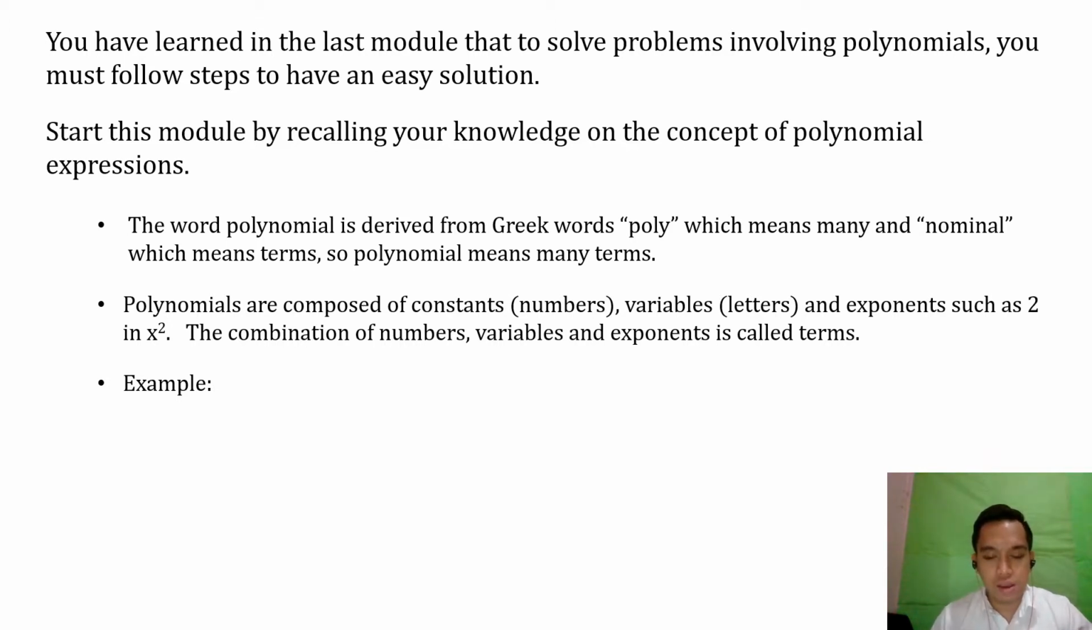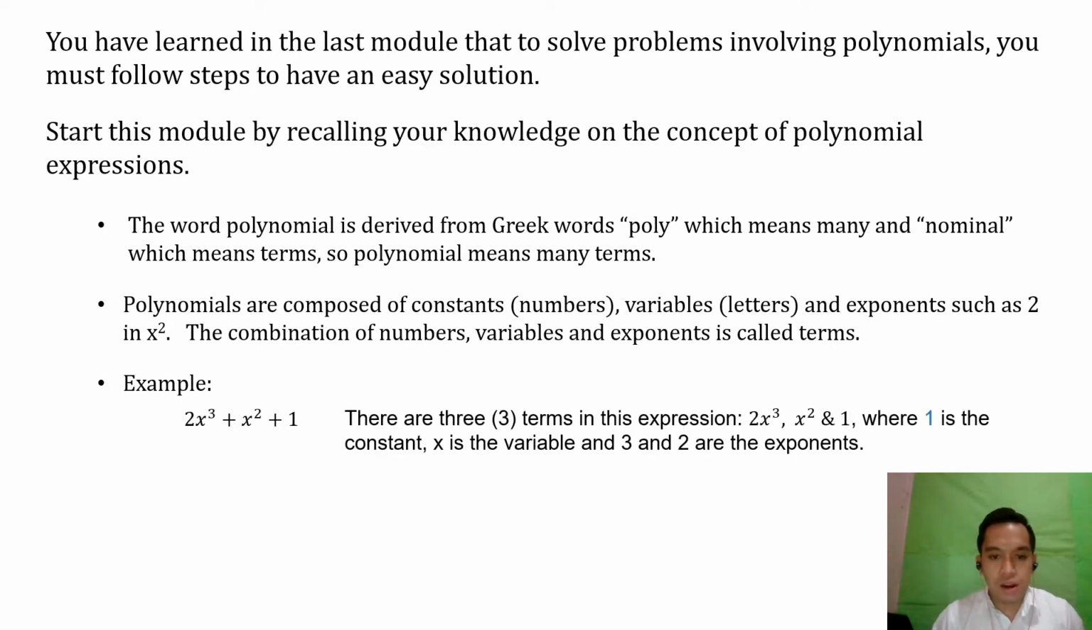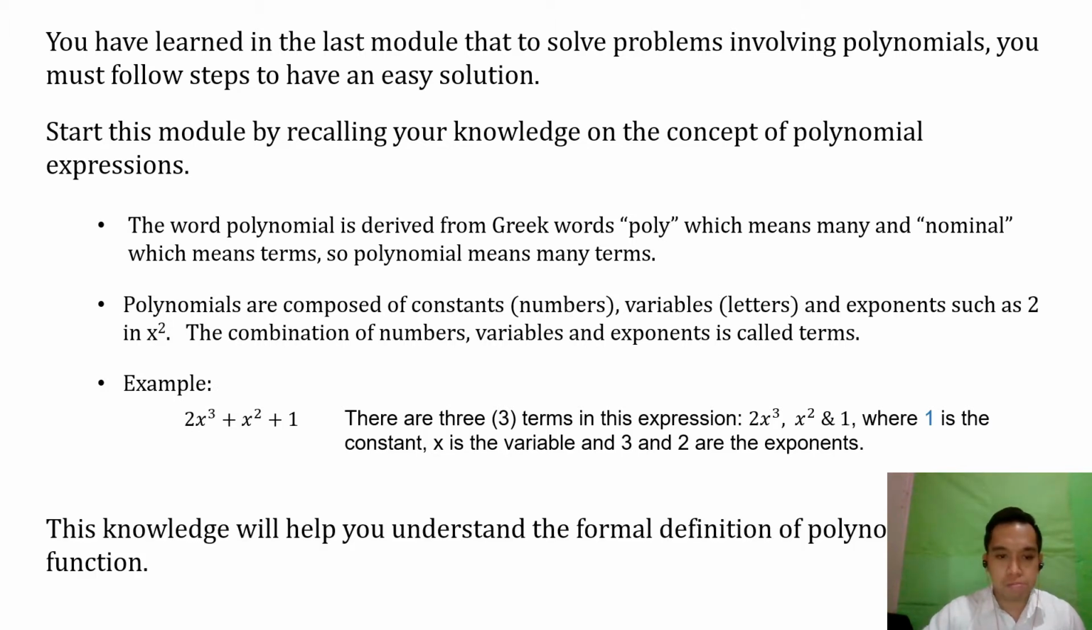Okay? So, example, 2x cubed plus x squared plus 1. There are three terms in this expression, which are 2x cubed, x squared, and 1, where 1 is the constant, x is the variable, and 3 and 2 are the exponents. This knowledge will help you understand the formal definition of polynomial function. In our previous lesson, we already discussed how to identify if the given expression is a polynomial or not.